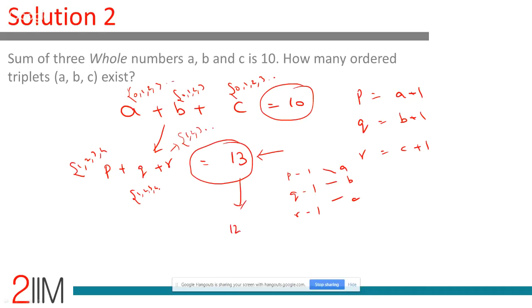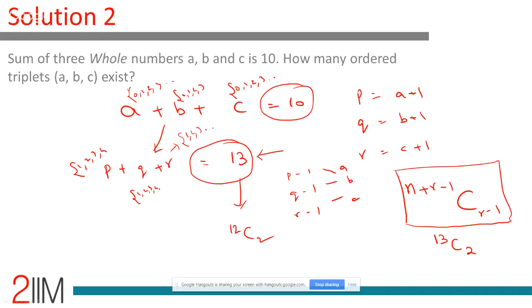This we know how to do, 12C2. So the number of solutions for three whole numbers adding up to 10 is exactly the same as for three natural numbers adding up to 13. Just bypass this question and restructure it brilliantly. So we get N plus R minus 1 C R minus 1, which is 13 plus 3 minus 1, so 12C2... this again is a formula that you might have seen. I don't care much for the formula, but this way of thinking is brilliant. You're reconstructing a whole number problem as a natural number problem. And then you're done. This question becomes very easy.